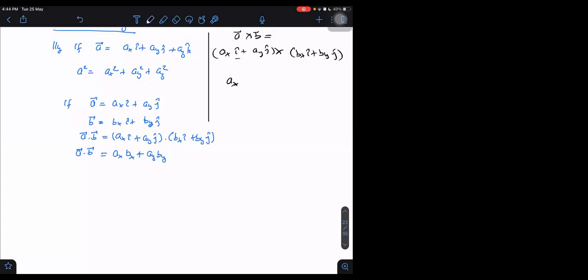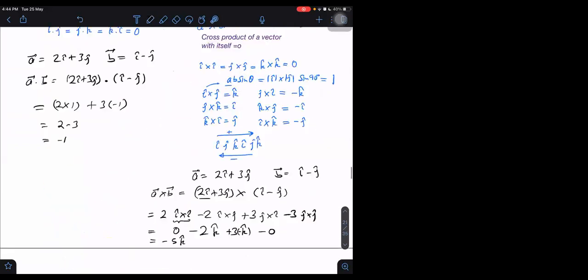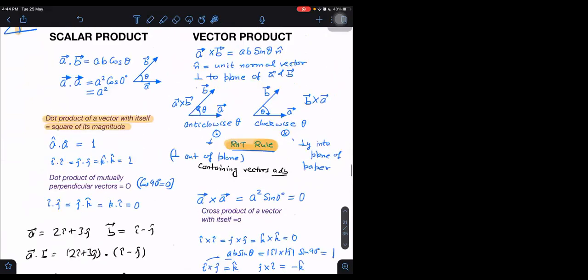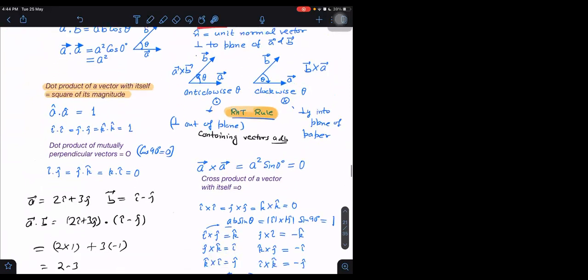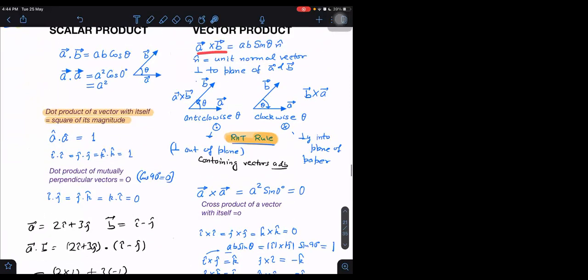I cross j gives AX BY, I cross J. Minus plus, I'm writing first AY BX, J cross I. Then I can write AX BY minus AY BX whole into I cross J, because this product is not commutative. I have discussed before yesterday.